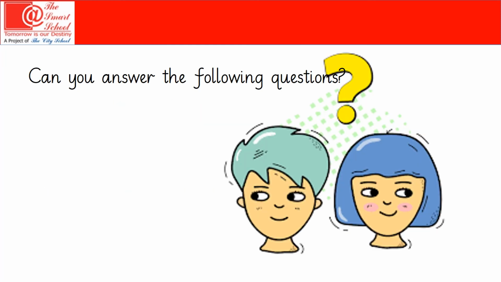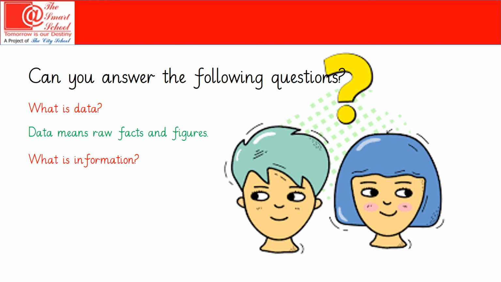Now let's see if we can answer the following question. We can write the answers of these questions in loose sheets and show them to the computer teacher when she requires. What is data? You may get help from your textbook to write the answer of this question. Data means raw facts and figures. What is information? Information is processed data.